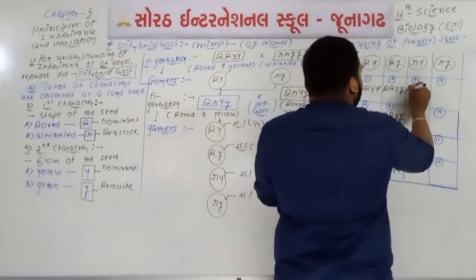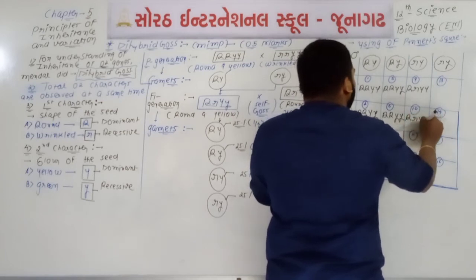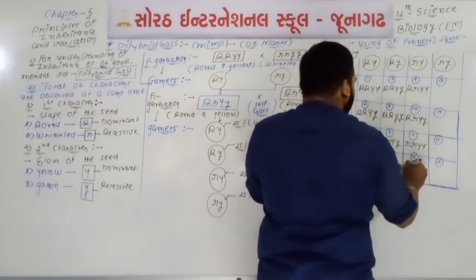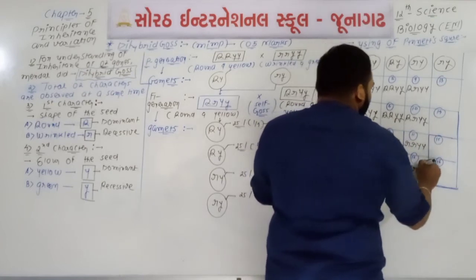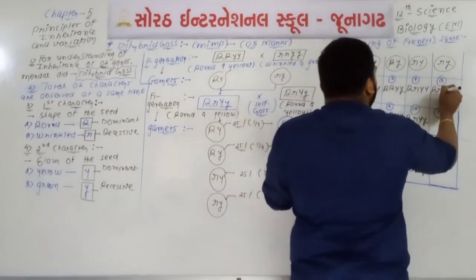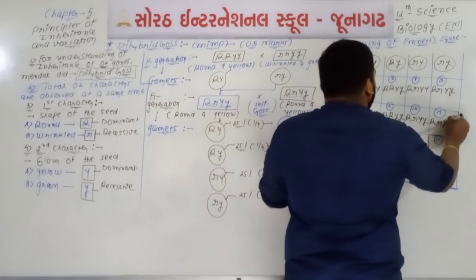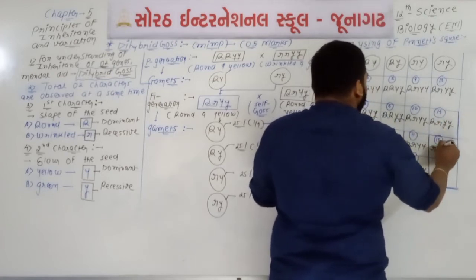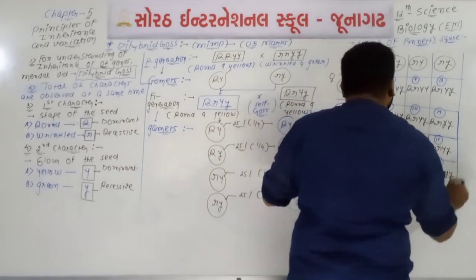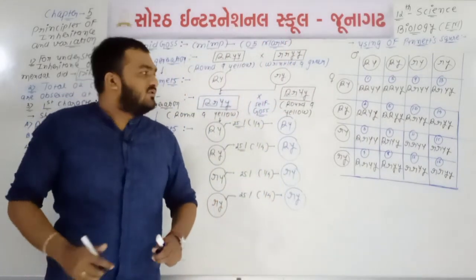Ninth one capital R, small r, capital Y, capital Y. Tenth one capital R, small r, capital Y, small y. Eleventh one small r, capital Y, capital Y. Twelfth one small r, capital Y and small y. Thirteenth capital R, small r, capital Y, small y. Fourteenth capital R, small y, small y. Fifteenth small r, capital Y, small y. Sixteenth small r, small y and small y. So you can say that a total of 16 possible genotypes are there.